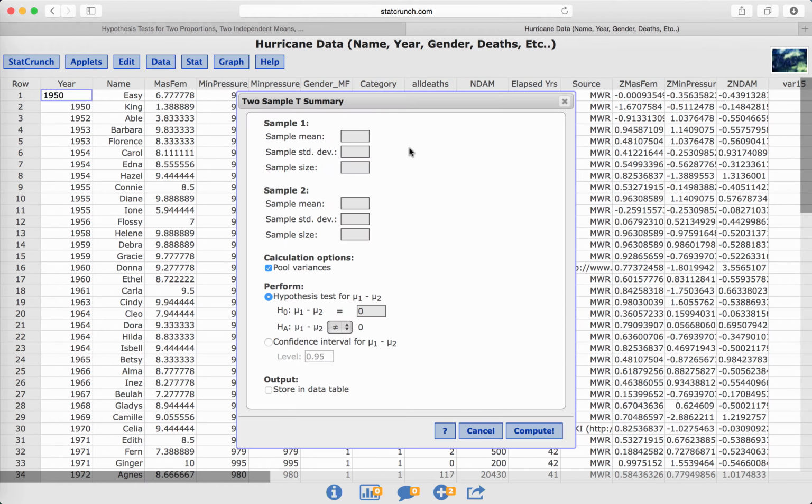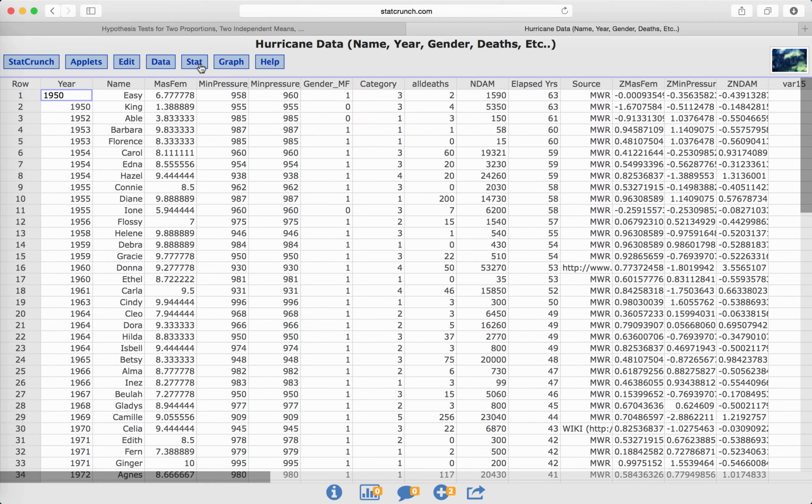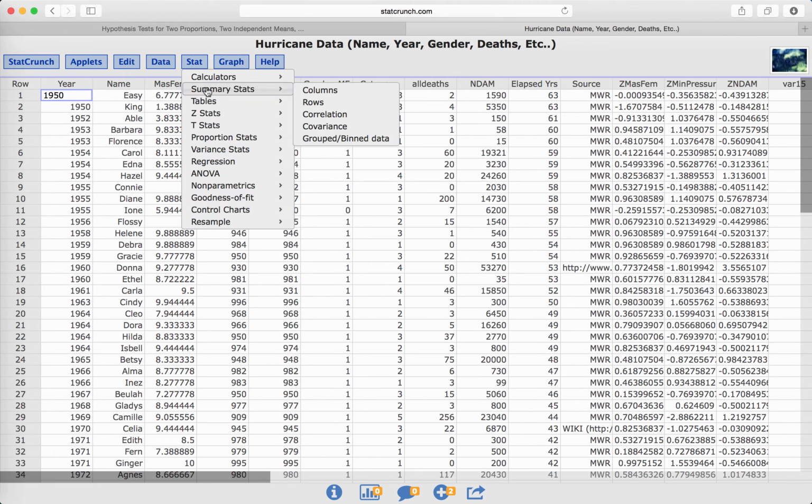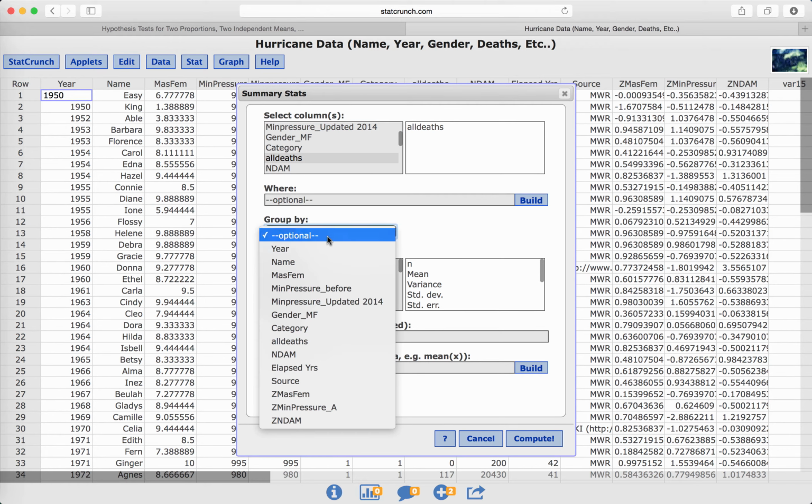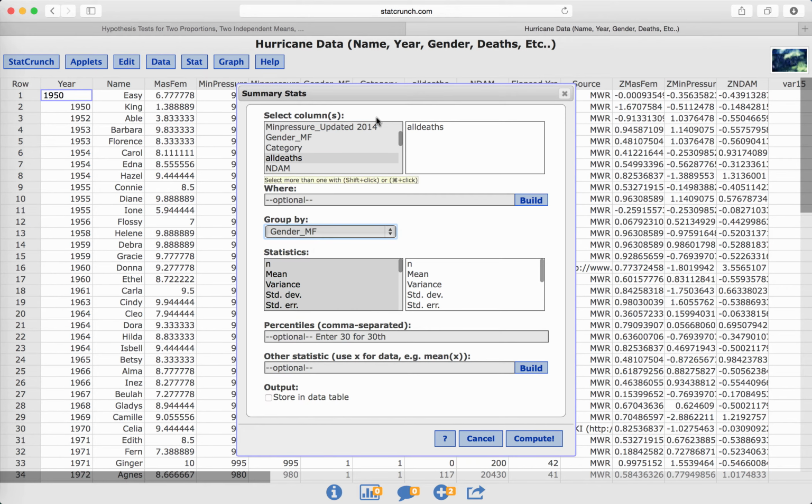Notice when we look at the With Summary, we actually need to have the summary statistics for each group. So that means I need to have the sample mean deaths, sample standard deviation, and the sample size for the female named hurricanes, and also I need those statistics for the male named hurricanes. I can do this by going into Stat, Summary Stats, and Columns. And what I'm looking for here is, I'm using the all deaths column because I want to find those values for the number of deaths, and I want to group by the gender MF column.